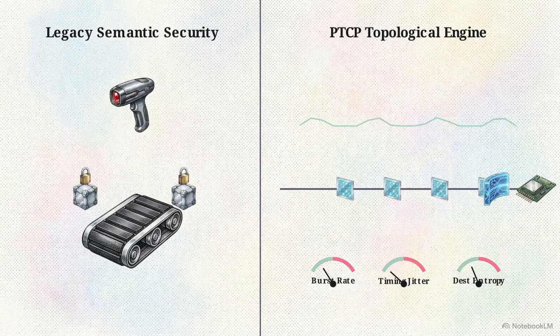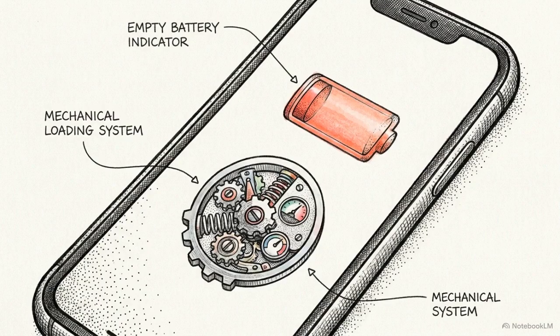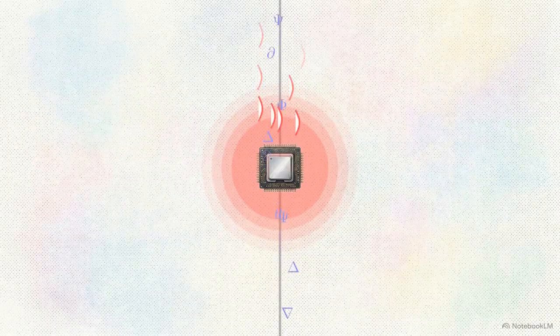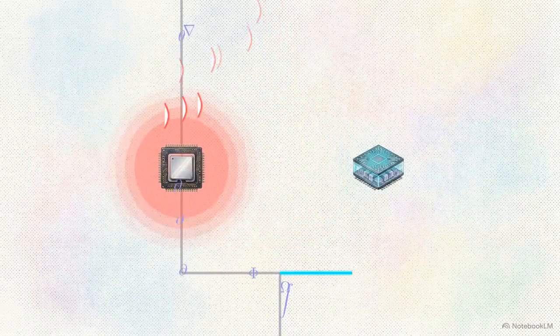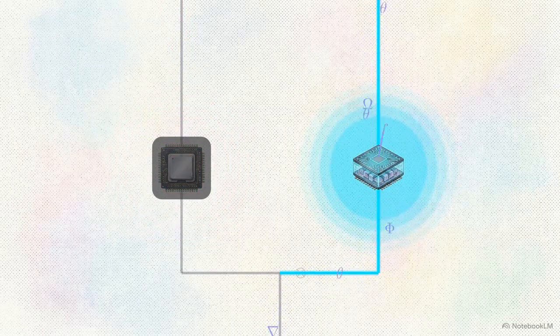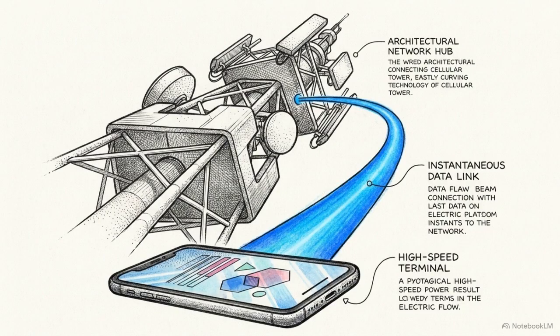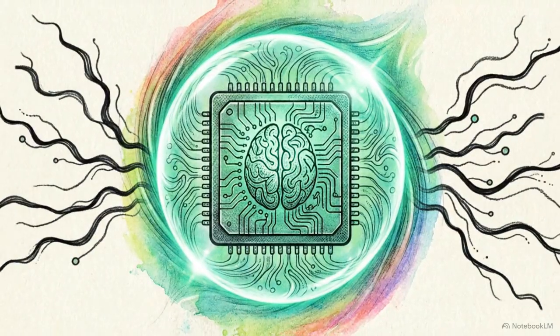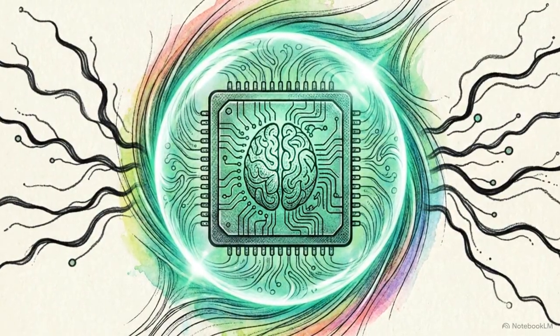Running continuous, complex tensor mathematics on a mobile endpoint would normally drain battery life and introduce severe network latency. The solution to this engineering constraint is asymmetric hardware compilation. Instead of taxing the main CPU, the heavy mathematical processing is routed away and offloaded directly onto the mobile device's neural processing unit. Utilizing hardware like the Apple Neural Engine guarantees zero latency throughput for standard 5G communications. Integrating topological heuristics with the NPU yields payload-blind, real-time threat detection with virtually zero impact on device battery life.